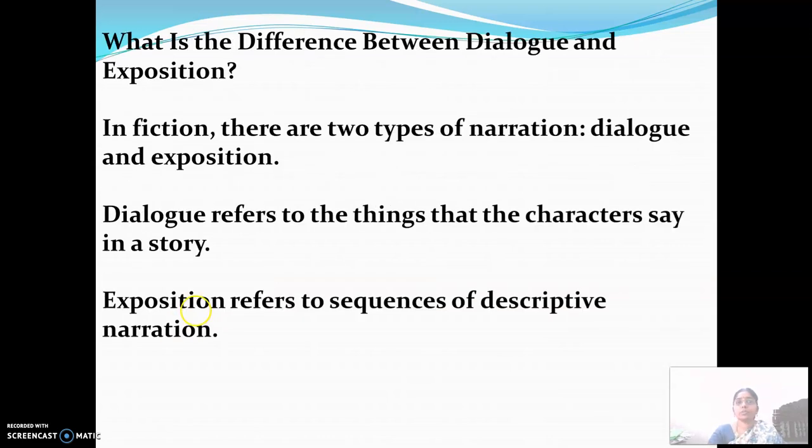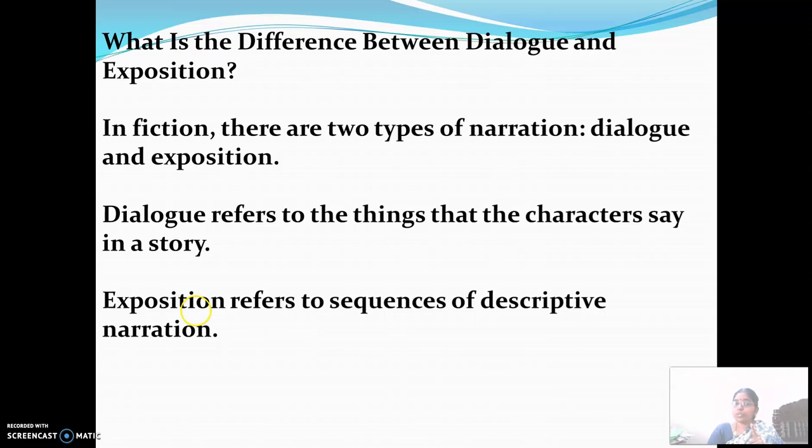Now, what is the difference between dialogue and exposition? So, there is a word called exposition. What is that? There are two types of narration here. One is dialogue and another one is exposition. All these are in fiction. In fiction, there are two types of narration. One is dialogue and another one is exposition. Let us see what is the difference between them.